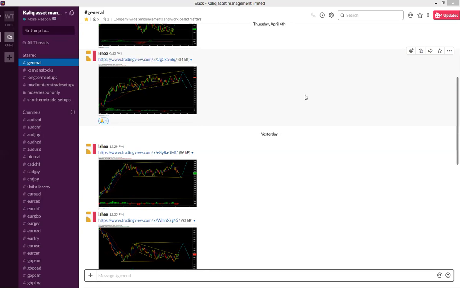The EUR JPY also is a trade that we cannot afford to miss. The EUR AUD is going the way we predicted. The EUR CAD is also going the way we predicted. The EUR NZD is going as we predicted. The GBP AUD is going as we predicted. The GBP NZD is also going as predicted, and the NZD USD. There are also others that I didn't catch, but they are also going as we predicted.